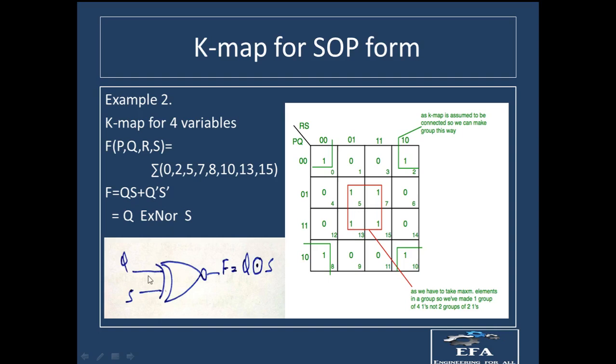You can see this is the symbol for the XNOR gate, right? And we are giving Q and S as the inputs, and F will be equal to Q XNOR S, right? So this is the symbol for XNOR, with a dot and a circle. Okay, so this is example number 2.